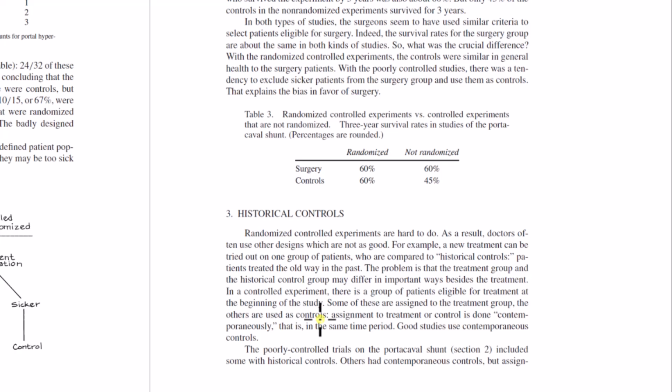In a proper controlled experiment, you can think about this as being the official definition of a controlled experiment: assignment to treatment or control is done contemporaneously. That is the same time period. Assignment to treatment or control is done contemporaneously. That is in the same time period. Good studies use contemporaneous controls, right? Like the most ideal studies do.